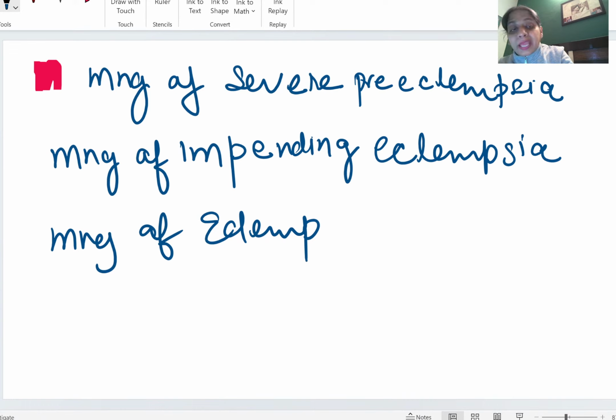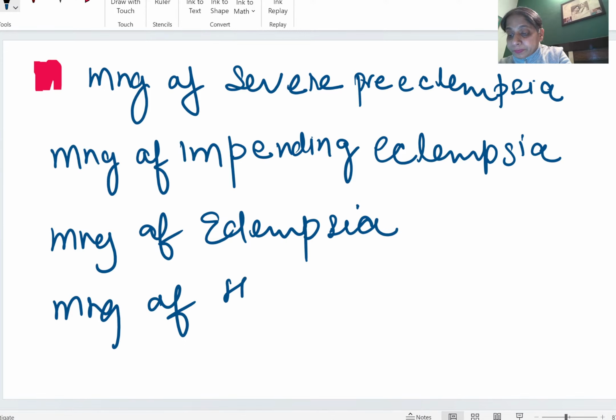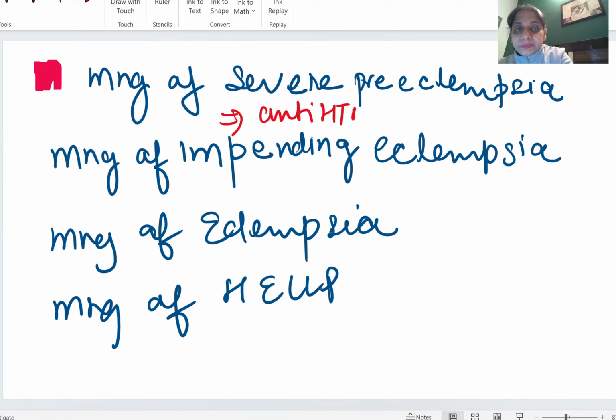Yes, Dr. Isra, management of severe preeclampsia is mag sulfate. Others, please also write down management of eclampsia and management of HELLP. Please write down what is the management of severe preeclampsia. The management of severe preeclampsia is antihypertensive plus mag sulfate plus termination at 34.